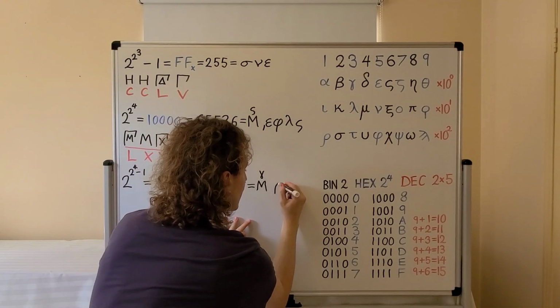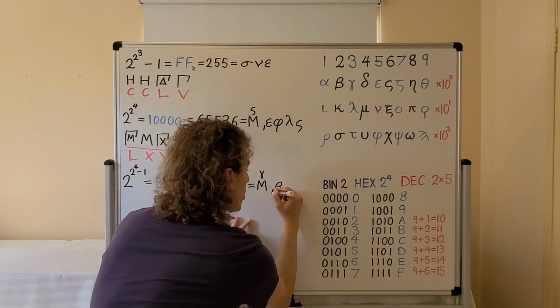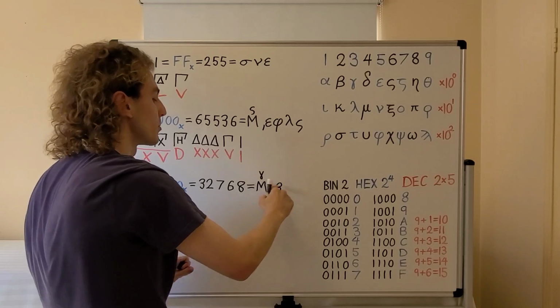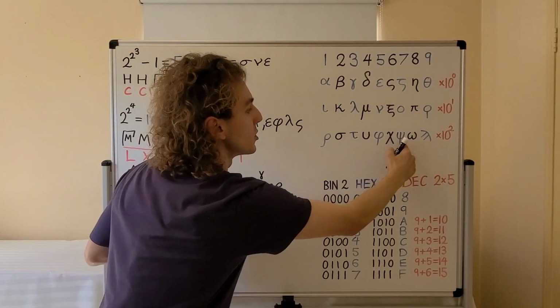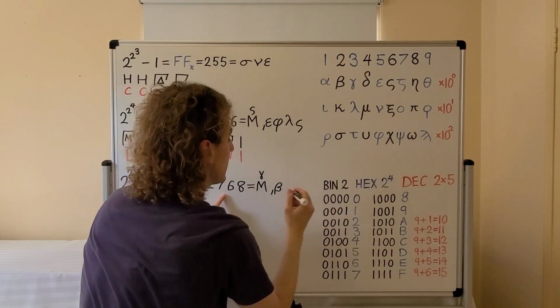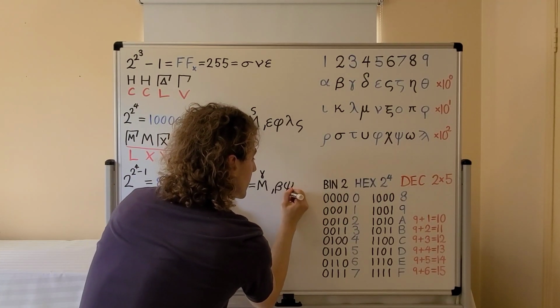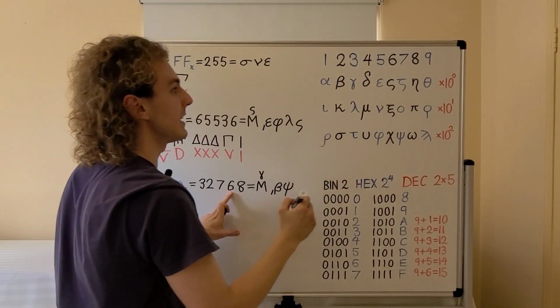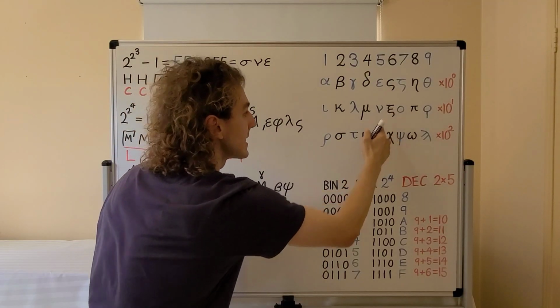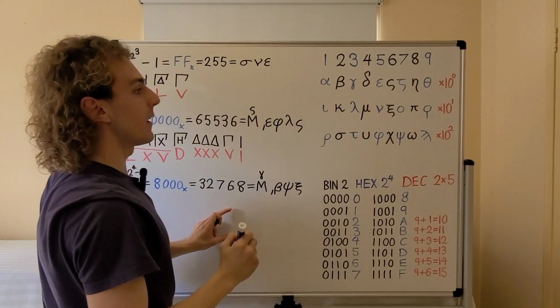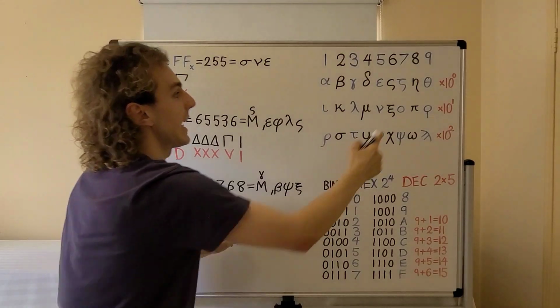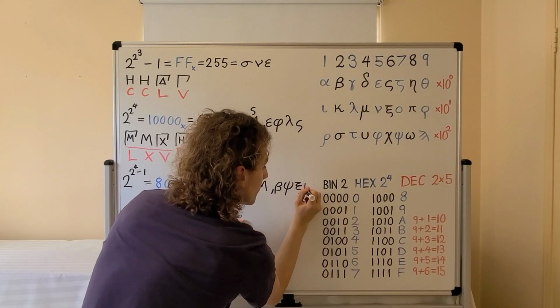So we're going to use beta, and we need to put a mark over here to specify that it's getting multiplied by 1,000. And then we have 700. So this is 700. We need psi for 700. And then 60. 60 is psi. So we have psi over here. And finally, we need 8. And 8 is represented by eta.